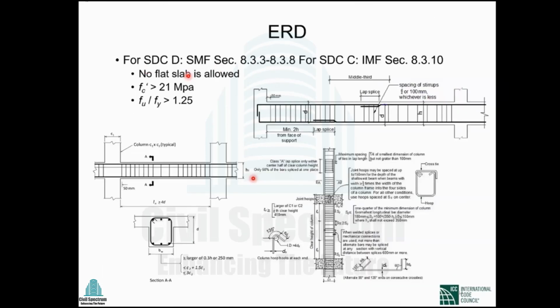For seismic design category D, you have to follow sections 8.3.3 to 8.3.8. This is mainly related to special moment frame. This is important. No flat slab construction is allowed for SDC D type buildings. No flat slab is allowed, that is column supported slab. You have to provide beams.